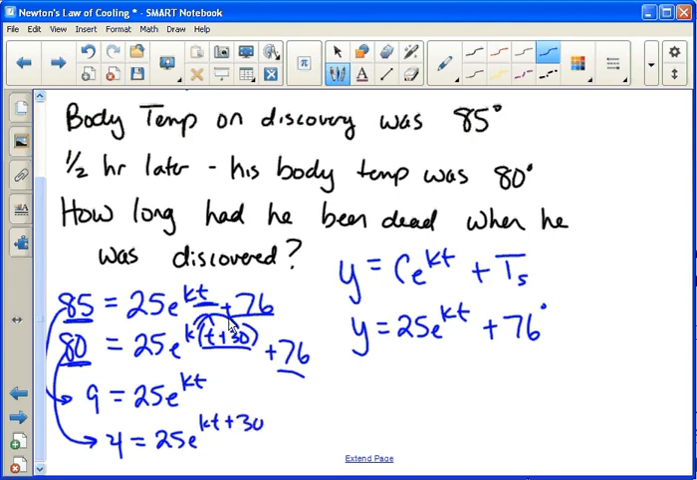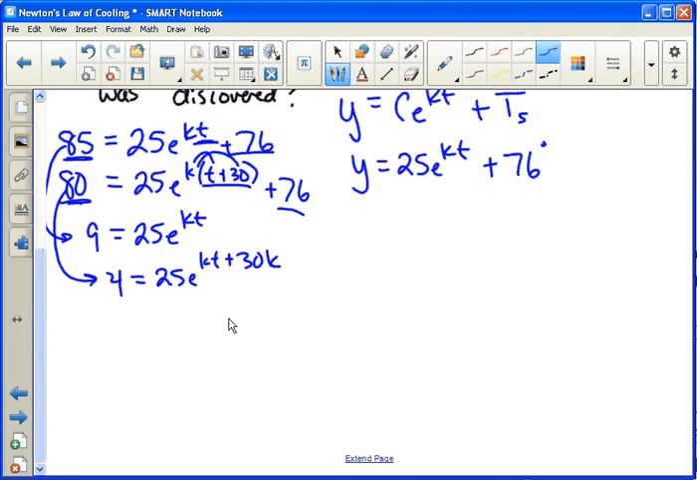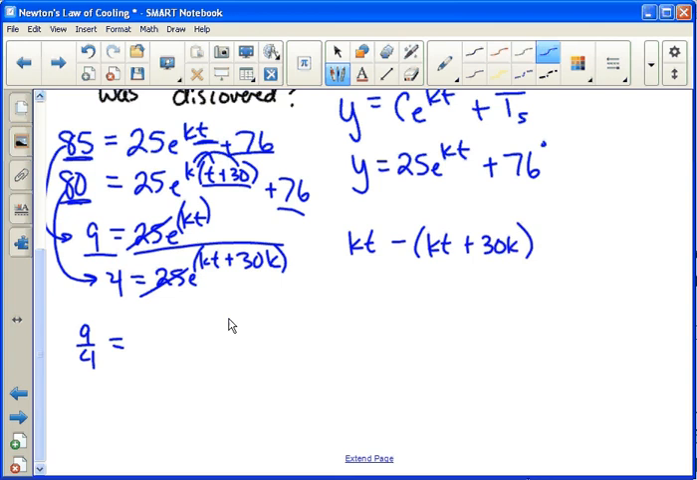Now I can divide these two equations. Because watch what happens when we divide. 9 over 4 is just 9/4. The 25's cancel out. And when you divide, think carefully. You got to think what we do with exponents. Whenever we divide, we subtract the exponents. So we're taking this exponent minus this exponent. So that's kt minus kt plus 30k. So the kt's cancel, and you just have negative 30k left over.